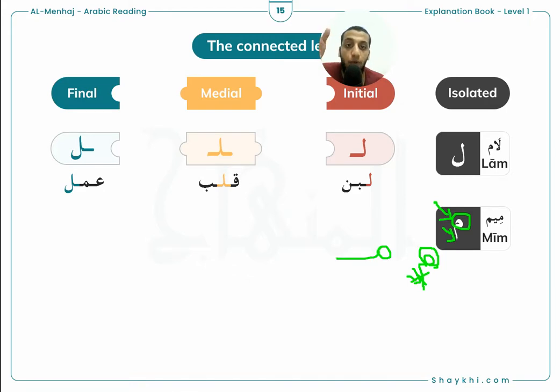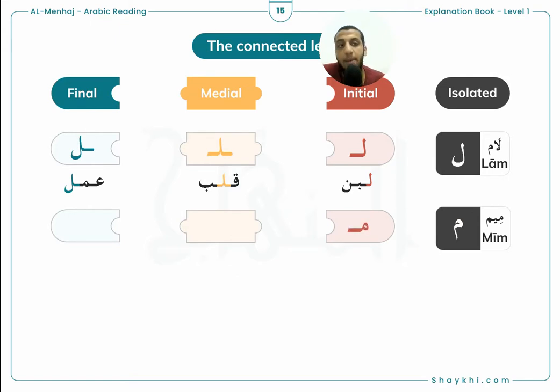So let's see the initial form of the letter Meem. So this is, as we said, the Meem in the initial form. We keep this circle with a line. So we will not make a line like this. No, we will make a line like this. So it will be flattened.